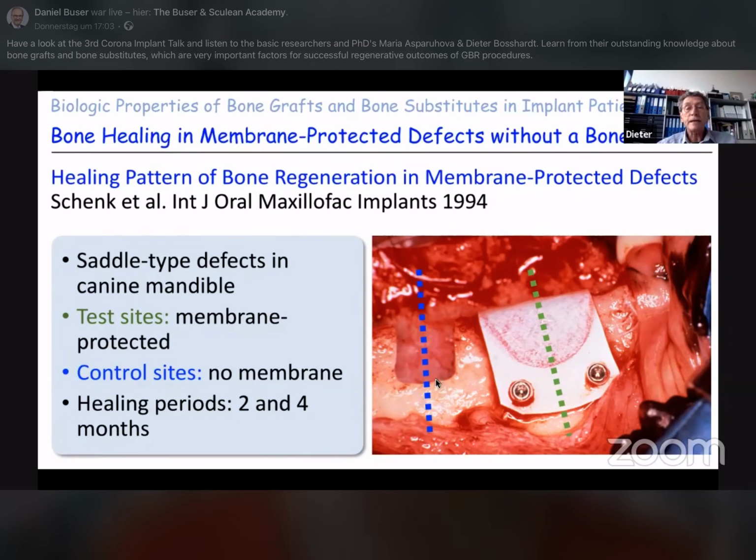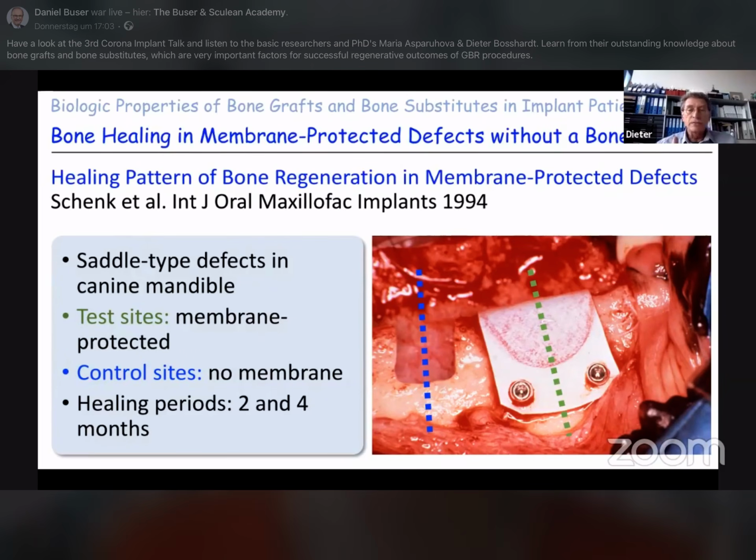And then exactly, I show you now the sections from the centers of these defects, because this is important for the interpretation of the data, but I cannot go into all of these details, and also for the covered defect, central sections. Now, the healing periods were 2 and 4 months, and I have to make a note here that underneath the membrane, no autogenous bone was used.